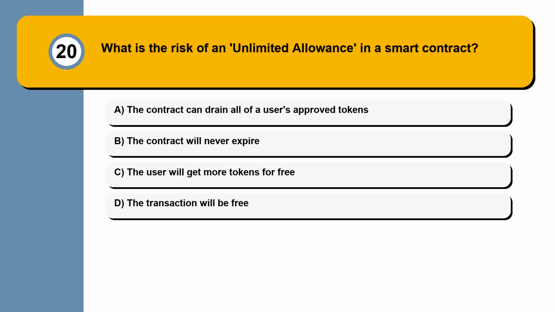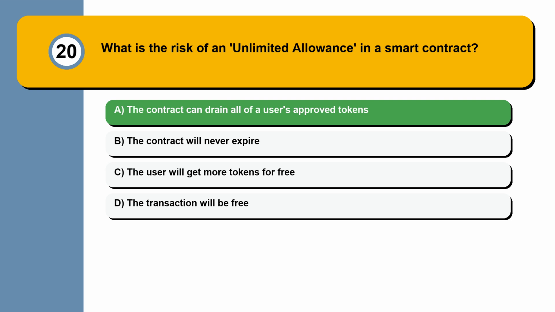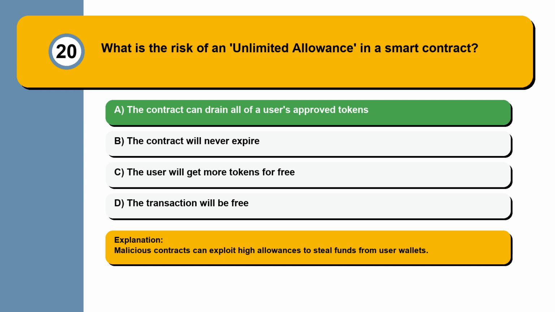Question 20. What is the risk of an unlimited allowance in a smart contract? The contract can drain all of a user's approved tokens. The contract will never expire. The user will get more tokens for free. The transaction will be free. Malicious contracts can exploit high allowances to steal funds from user wallets.